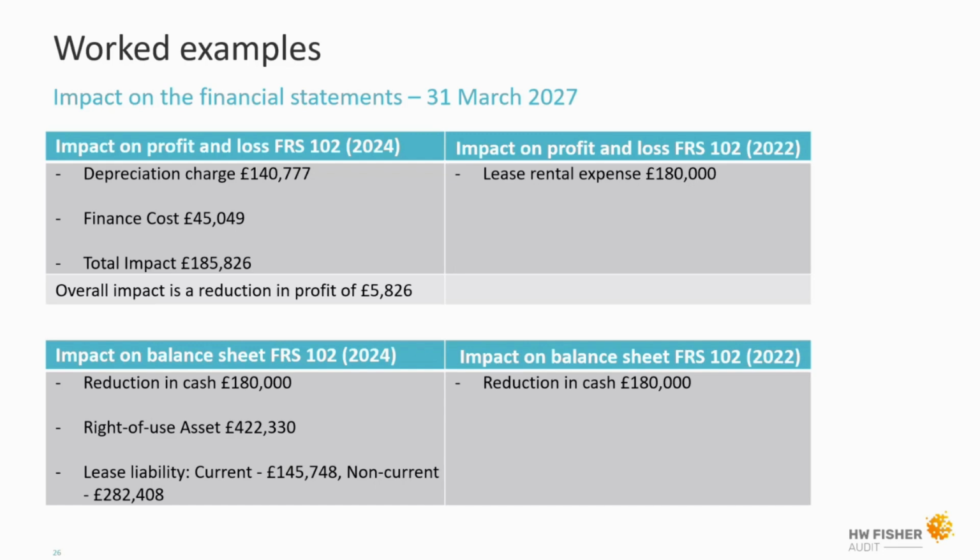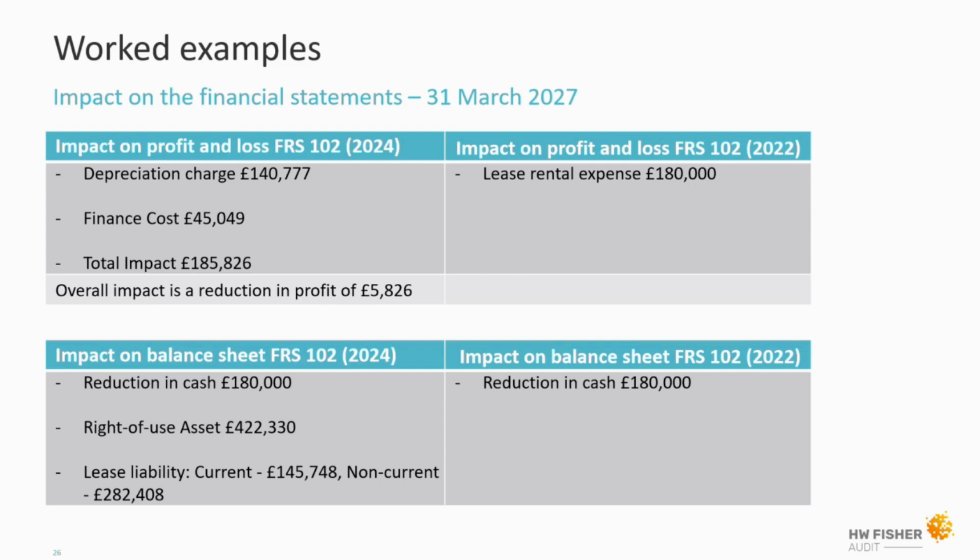The balance sheet, we've got a reduction in cash. We've paid that £180,000. We've got that right of use asset. We've depreciated that down. That sits there either within your PPE and separated in your notes, or separately in that top part as a right of use asset. And then we've got a lease liability split between current and non-current.